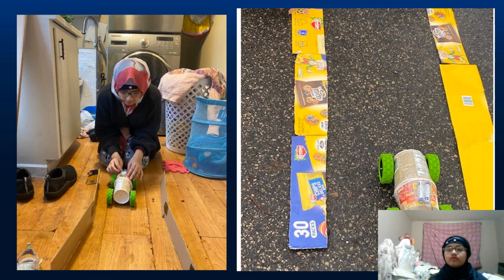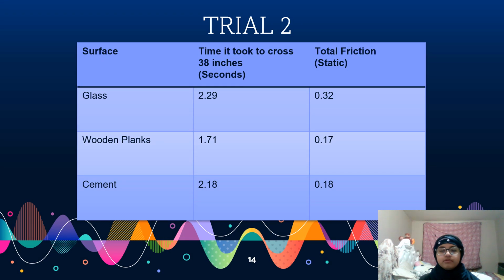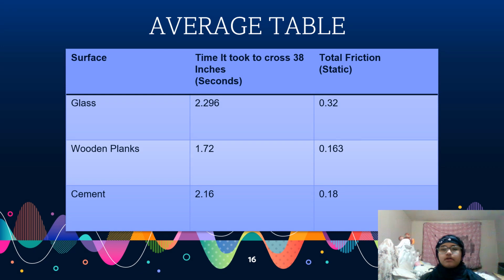And here are some photos that I had of my experiment on the wooden plank surface and the cement surface. So I made some tables, and basically these tables included the trials and the speed it took and the total friction, and I created an average table.